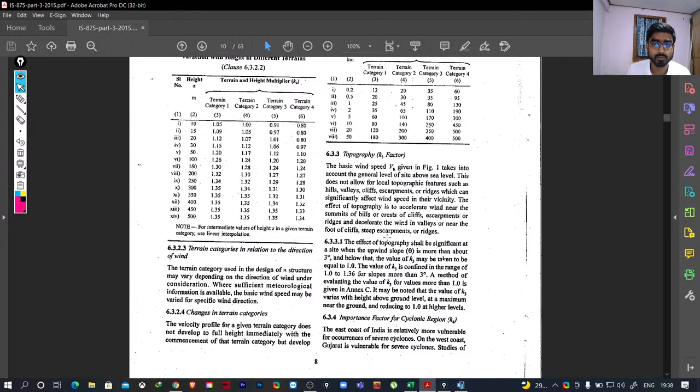In 6.3, for plane areas where the slope is less than 3 degrees, we can consider this theta or K3 value as 1. As you can read, it will be very easy. Actually, everything is clearly written.